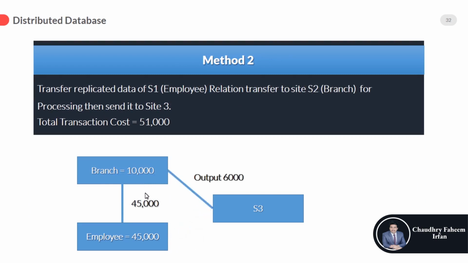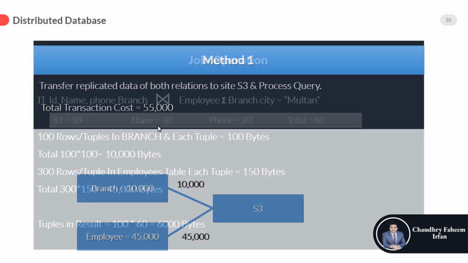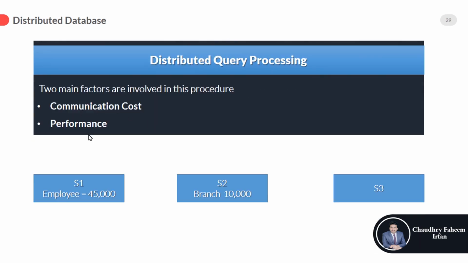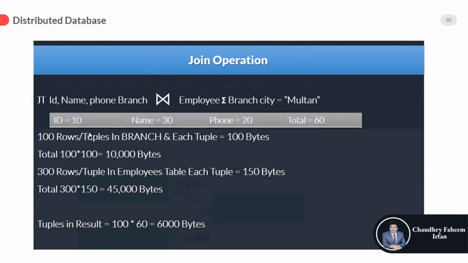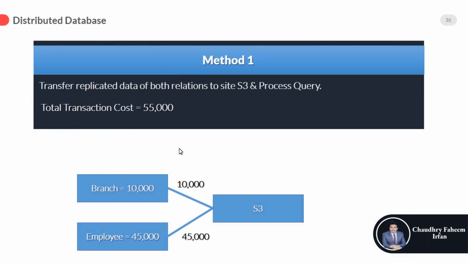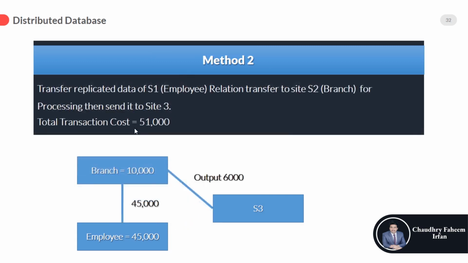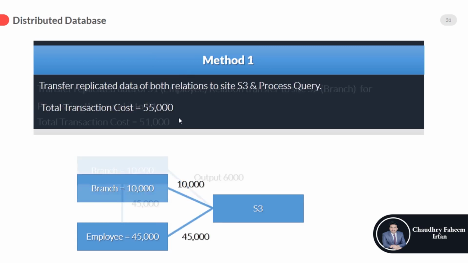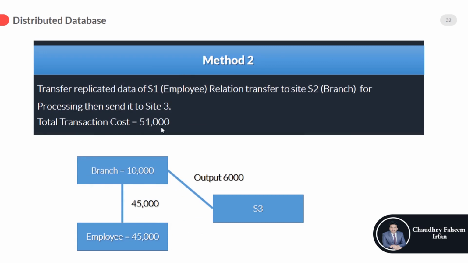I assume that the branch site, which is S2, sends only the output, which is 6,000. So 6,000 plus 45,000 is 51,000. So what will be the communication cost and performance? Obviously our performance will be increased due to low cost. Here 55,000, here 51,000. So due to the low transaction cost, our performance will be increased.